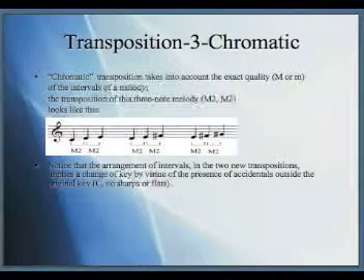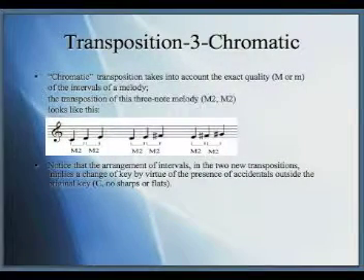The more complicated version is the chromatic transposition, which is much more important in going from one instrument to another. Chromatic transposition takes into account not only the diatonic interval, the second, third, or fourth, but also the quality, the major or minorness of the intervals of a melody. The transposition of a three-note melody, major second, looks like this.